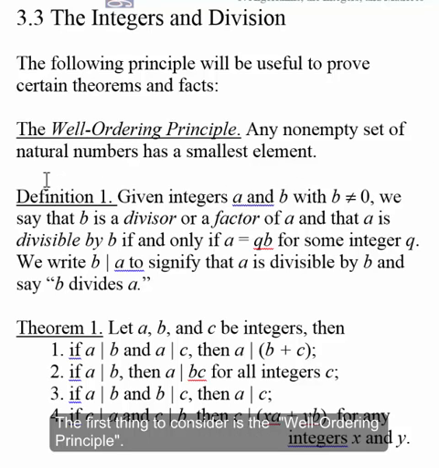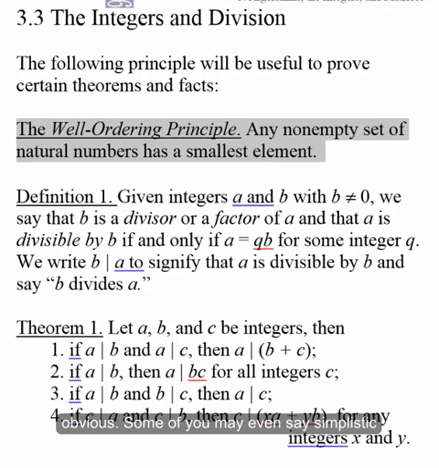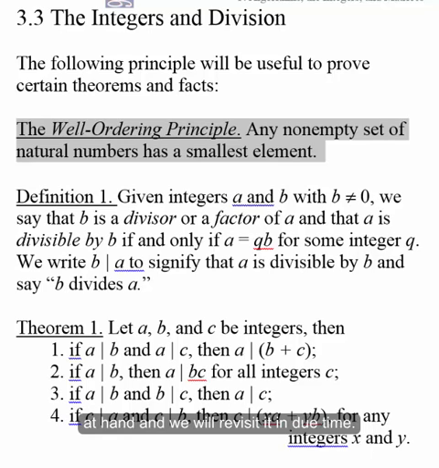The first thing to consider is the well-ordering principle. The well-ordering principle says that any non-empty set of natural numbers has the smallest element. And this is kind of obvious. Some of you may even say simplistic, but you will see how useful this well-ordering principle is when we are using it to prove facts about the integer numbers. So keep this principle at hand, and we'll revisit it in due time.